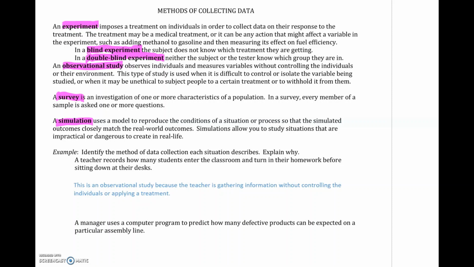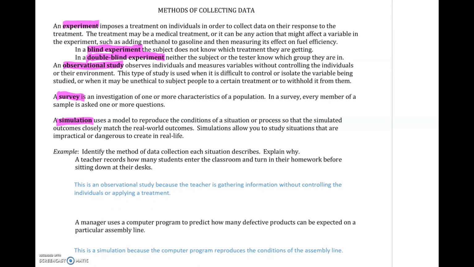If you look at the second example, a manager uses a computer program to predict how many defective products can be expected on a particular assembly line. So the key information hopefully you're getting from that situation is we're using a computer program and we're trying to predict. We're not actually going out there and counting how many defective products we have in real life. We're trying to predict using a simulation, okay? So we're using the computer to reproduce the conditions. So this is a simulation. There we go. Those are those two examples.